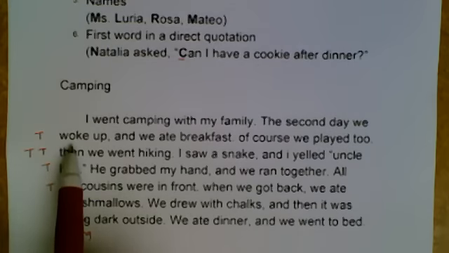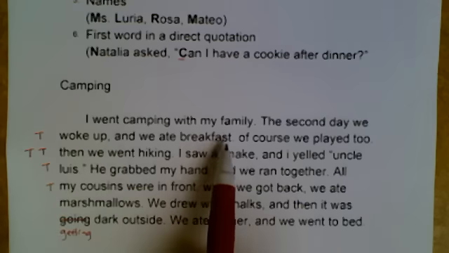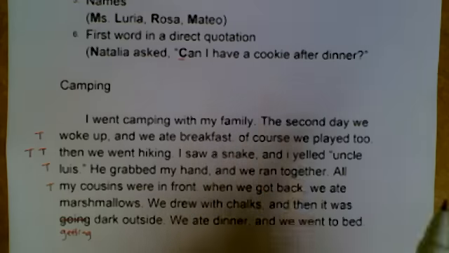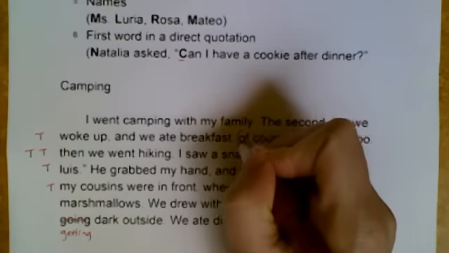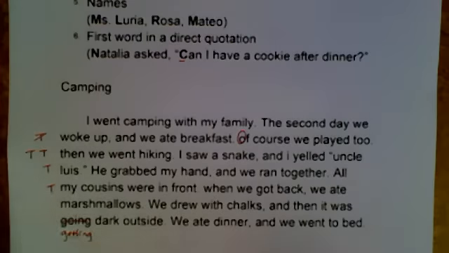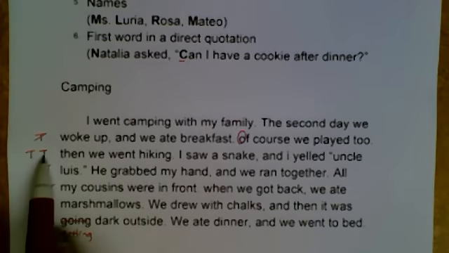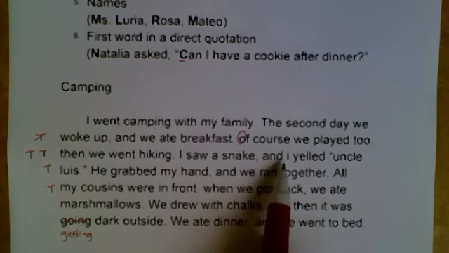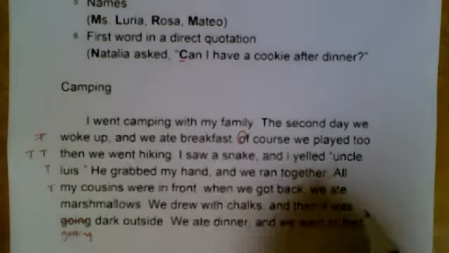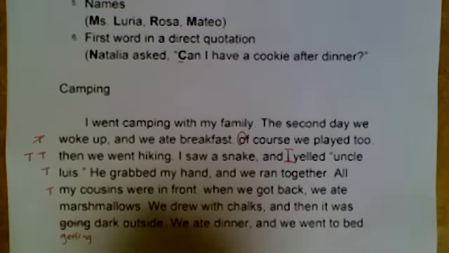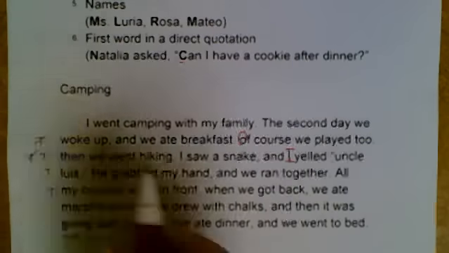So we're going to look at the line, woke up and we ate breakfast, period. Of course. That's the beginning of a sentence. So I'm going to change it to a capital. And I cross off the T to show that I corrected it. This next line, there are two mistakes, so I'm going to look carefully. Then we went hiking. I saw a snake and I. Well, I is always capitalized, so I'm going to turn that into a capital. That's rule number 3 and cross it off.